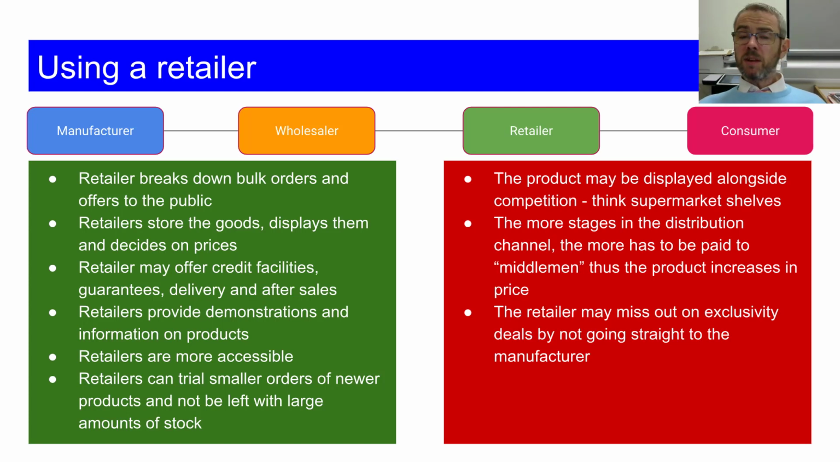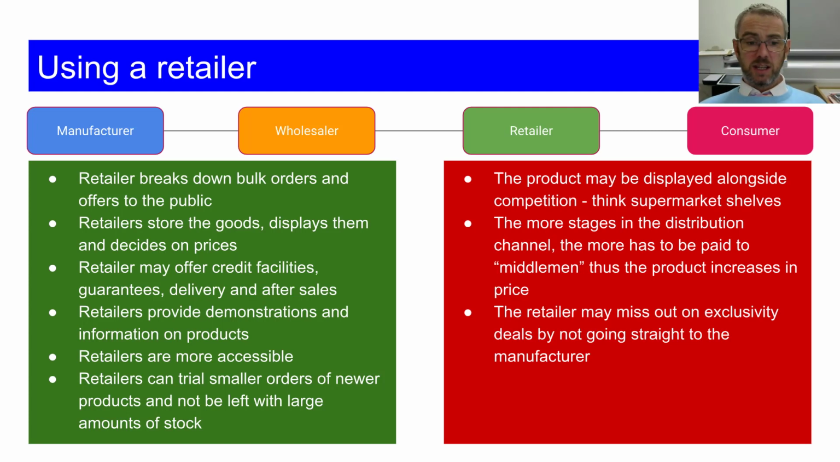Retailers can provide demonstrations and information on products. If you go to Currys PC World and go looking at tellies, you'll see this wide array of tellies, and the wee guy comes up and tells you all about it. Retailers are more accessible, so you've got corner shops, convenience stores, the whole shebang. Retailers can trial smaller orders of newer products and not be left with large amounts of stock. So that's especially good for new manufacturers bringing a new product to market.